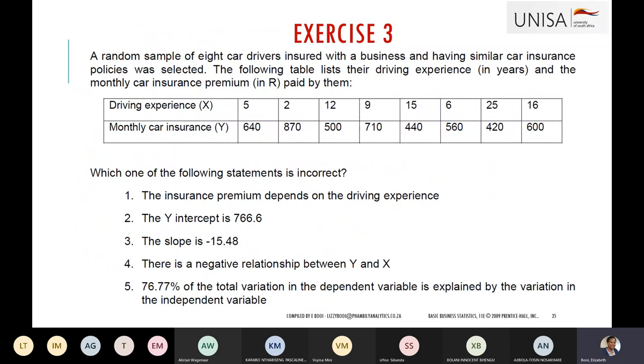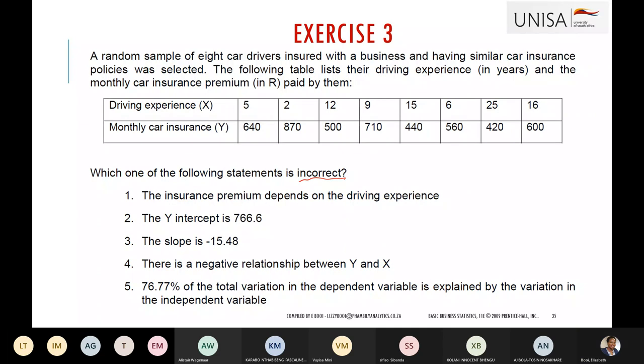Given a random sample of 8 car drivers insured with a business and having similar car insurance policies were selected. The following table lists their driving experience in years and the monthly car insurance premium paid. And we're given our X and our Y values, and we are asked to find the incorrect statement. Number one, it says the premium depends on the experience. I don't know that. It means I need to find out if they are related.